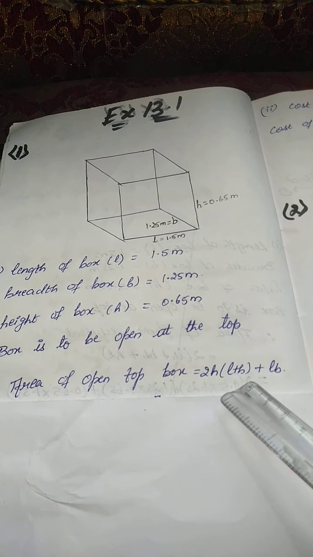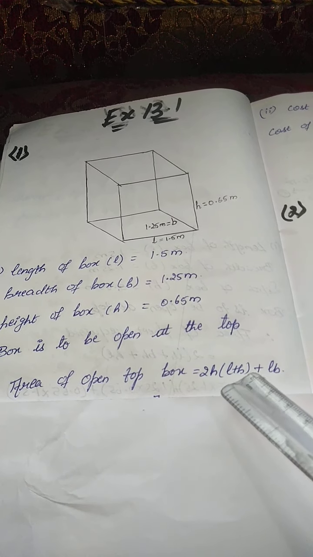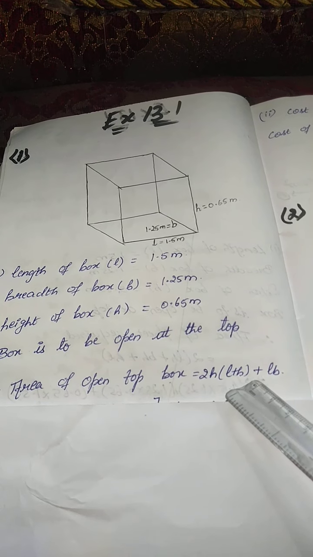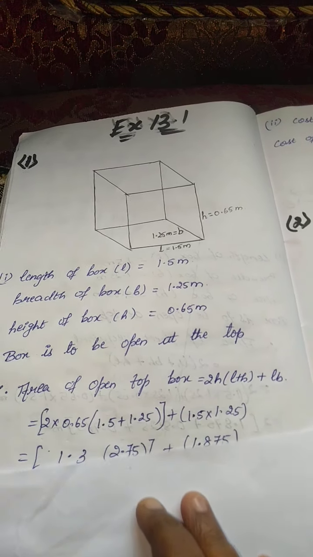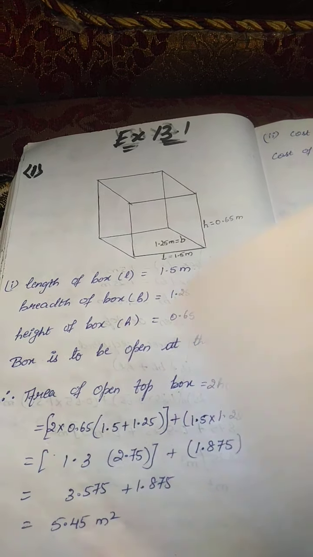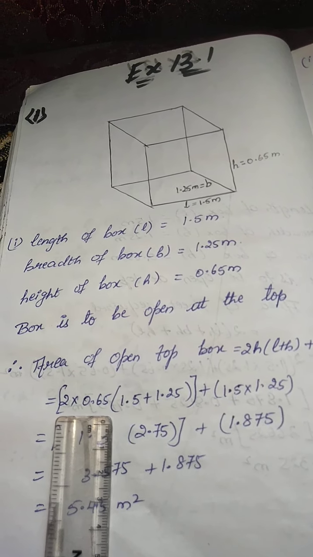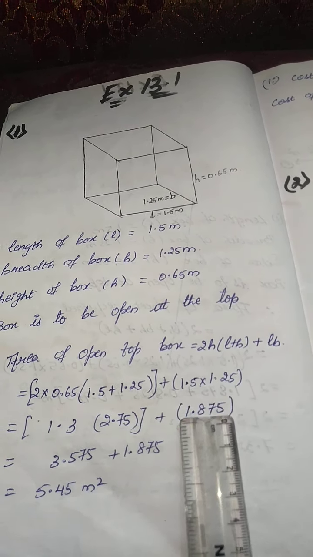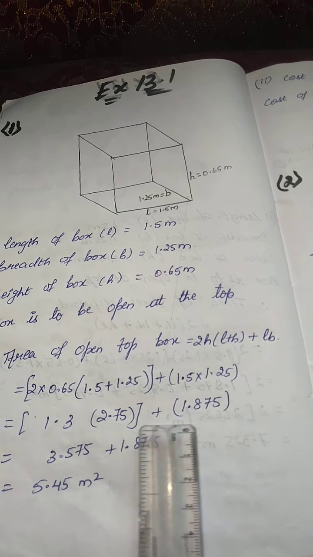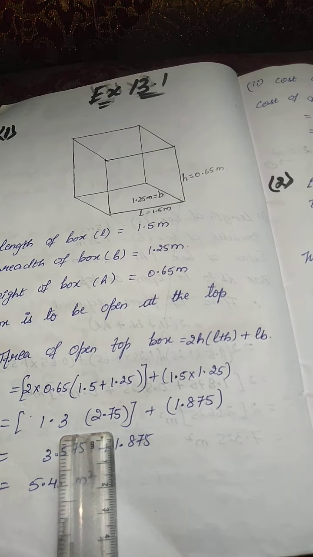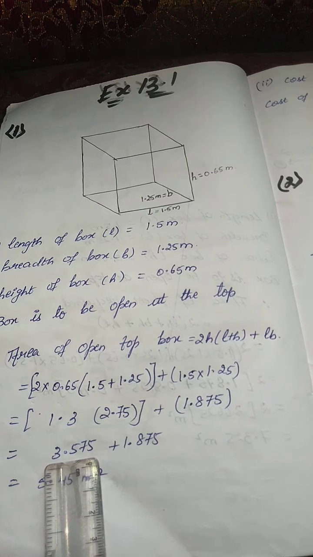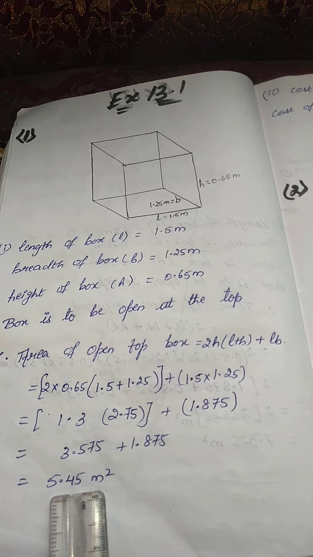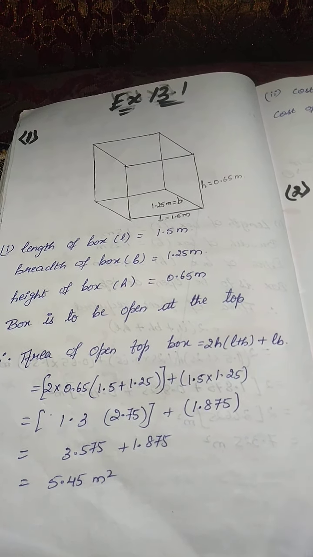So I will substitute all the values. First I will add length plus breadth, multiply it with 2h and then add L into B. Okay, see here, children, I have written the values. After that, can you observe here what I have done? I have multiplied these two, I got 1.3. On adding these two, I got 2.75, and multiplying this, I got 1.875. Further, what you should do is multiply here first, and then what is the answer? 3.575. You have to add it to 1.875. Next, you will get the final answer as 5.45 meters square. Thank you, children.